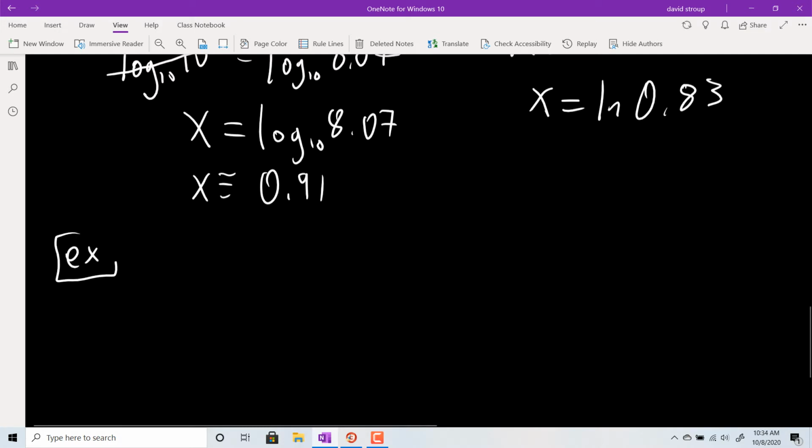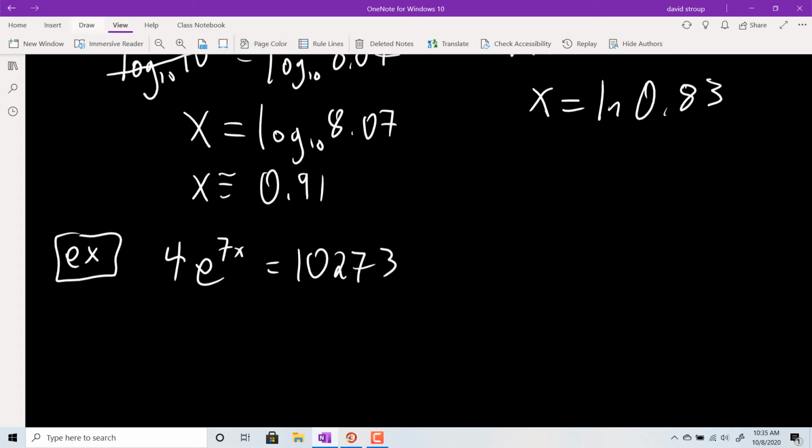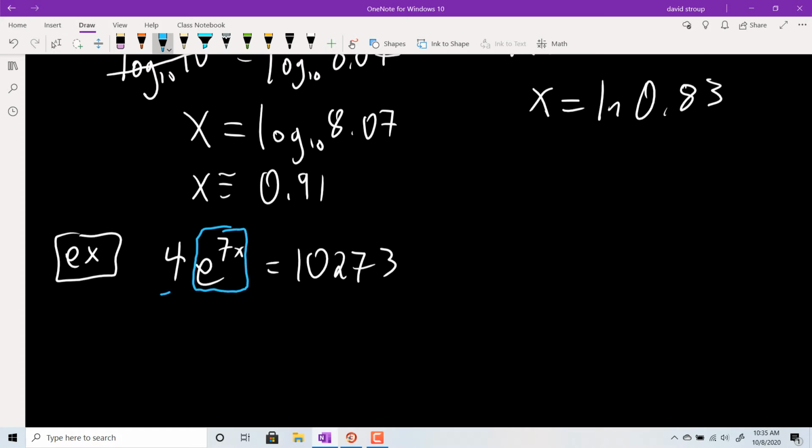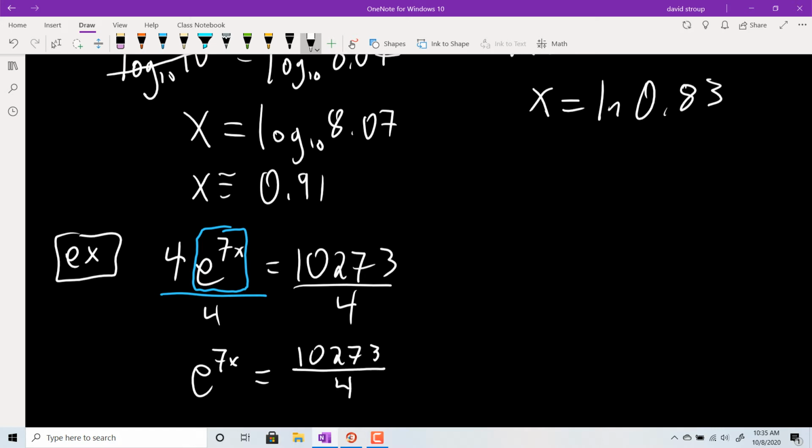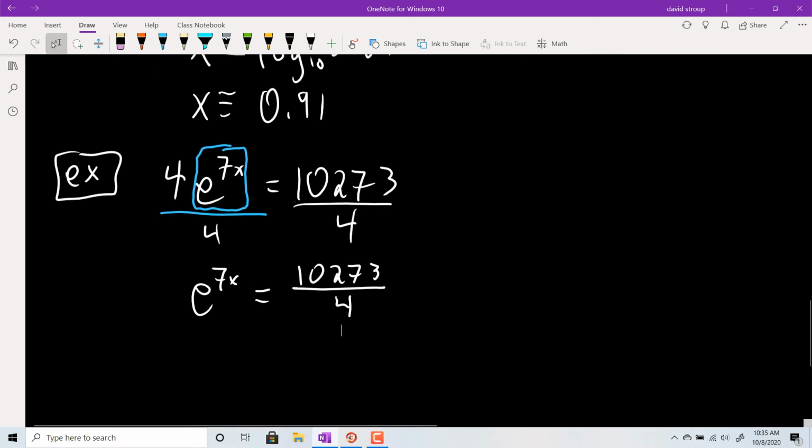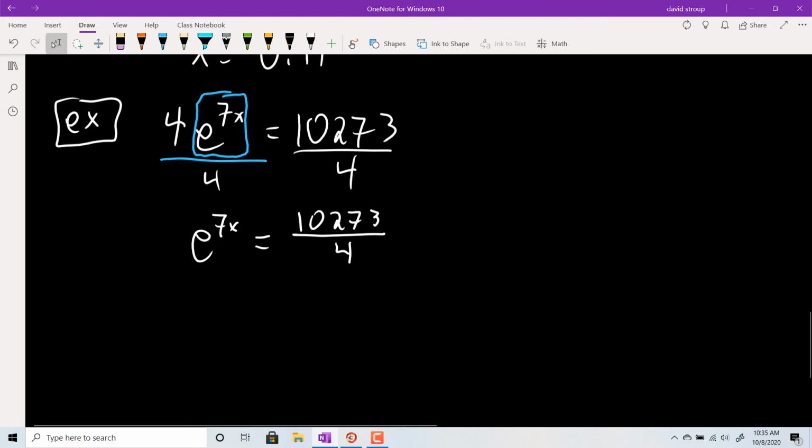Another example. In this problem, you have to isolate the exponential term. Okay, so what does that mean? That means I want to get this e to the 7x thing all by itself. Okay, it's kind of like solving for that as a variable. So what you do is just divide both sides by 4. You get e to the 7x equals 10273 over 4. I avoid decimals because as soon as you start doing approximations, you'll get error, like snowballing. So I avoid the decimals. Now I'm going to take the ln of both sides.